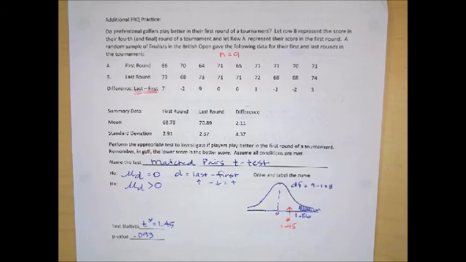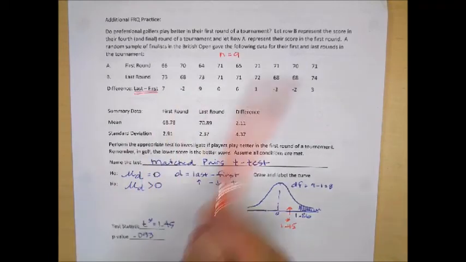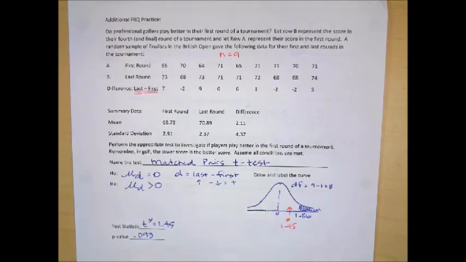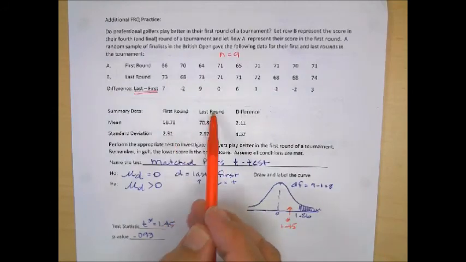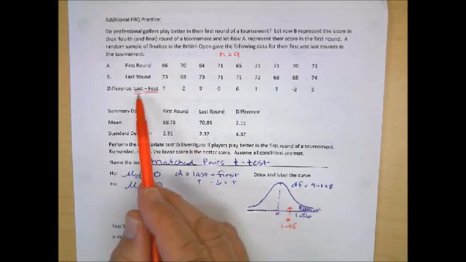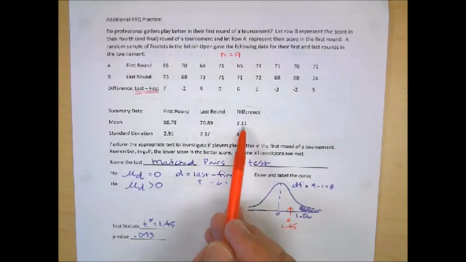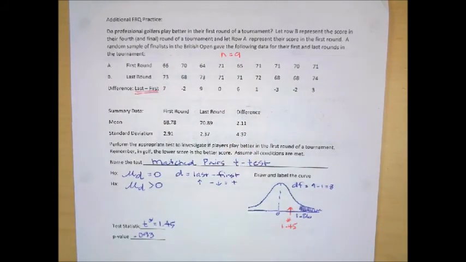Now this is one of those problems where if you had this on the AP test, they would not expect you to put this data in the calculator. They would give you summary data. So as far as the first round is concerned, here's the mean and the standard deviation. As far as the last round is concerned, here's the mean and the standard deviation. As far as the differences are concerned, here's the mean and the standard deviation. So they're not giving anything away, because they're giving you more information than you actually need.